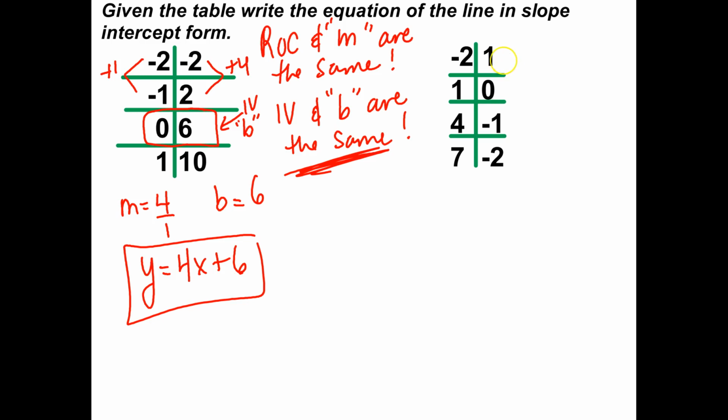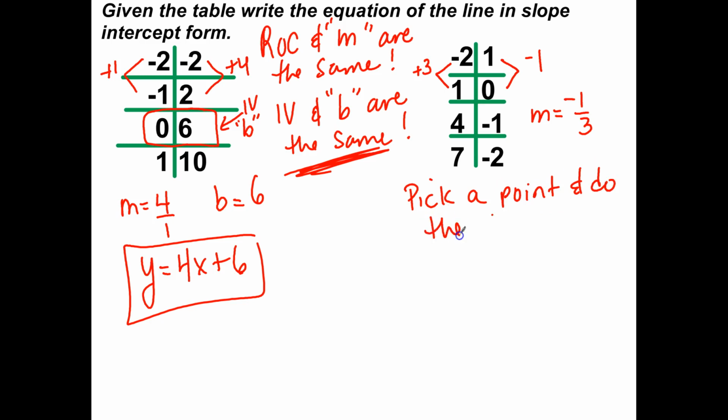Okay, so 1 becomes 0 by subtracting 1. Negative 2 becomes 1 by adding 3. So what is the slope, which is the rate of change? It's negative 1 over 3. Now we don't see a 0, 1 here. We don't see that at all. So guess what we've got to do? We're going to have to pick a point and do the 5-step rule. All right, so we have 1, 0.